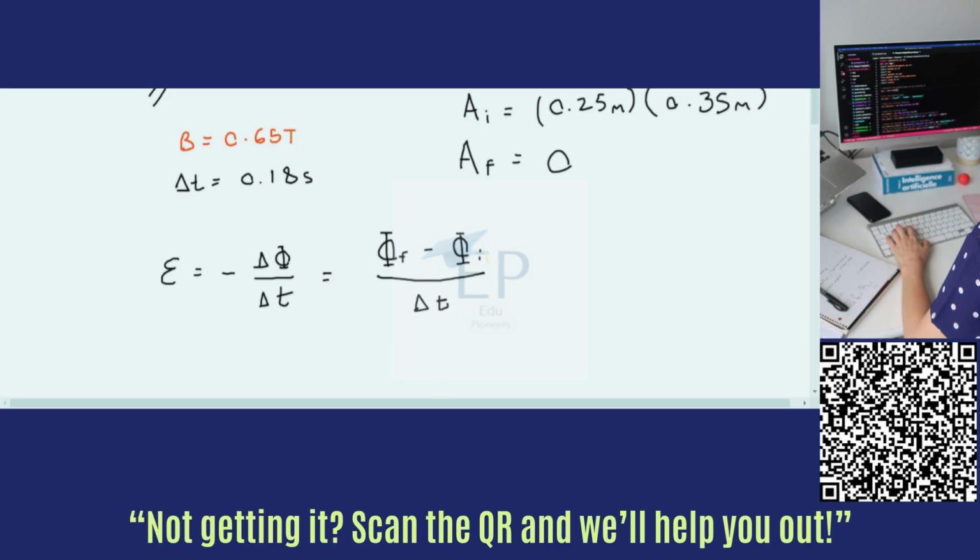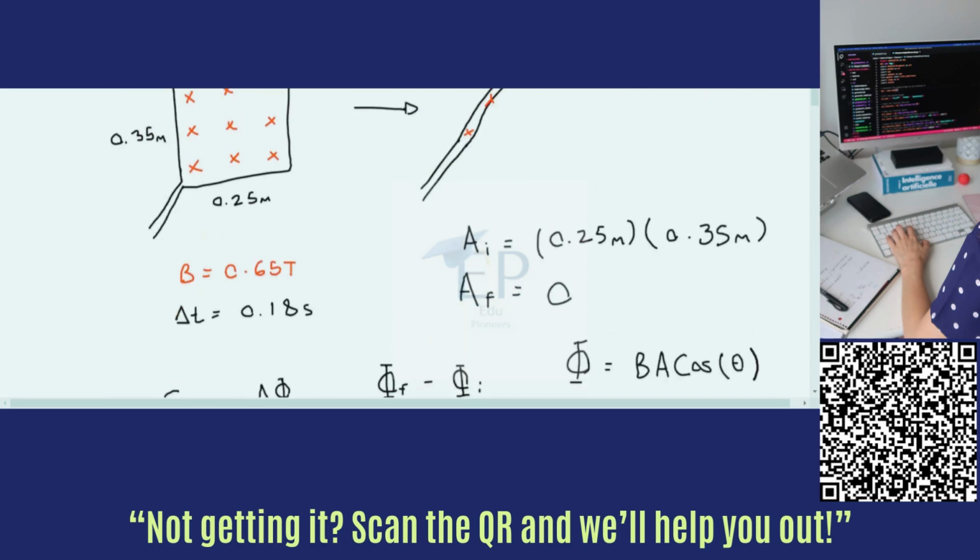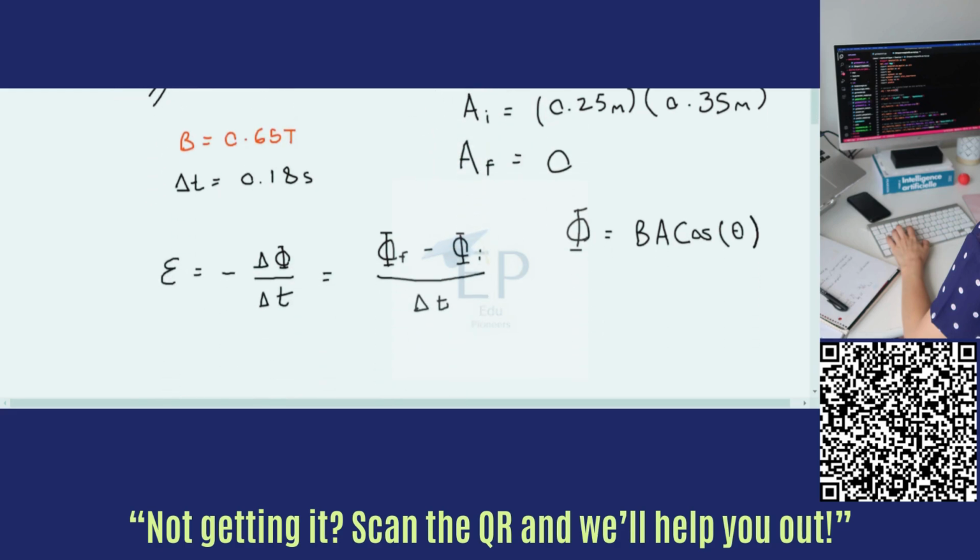Our equation for the magnetic flux through this loop in general is B times A times the cosine of the angle between the surface normal and the magnetic field. We know that our surface normal and our magnetic field are parallel to each other, which means that theta is 0 and the cosine of 0 is 1. So our flux is just B times A.